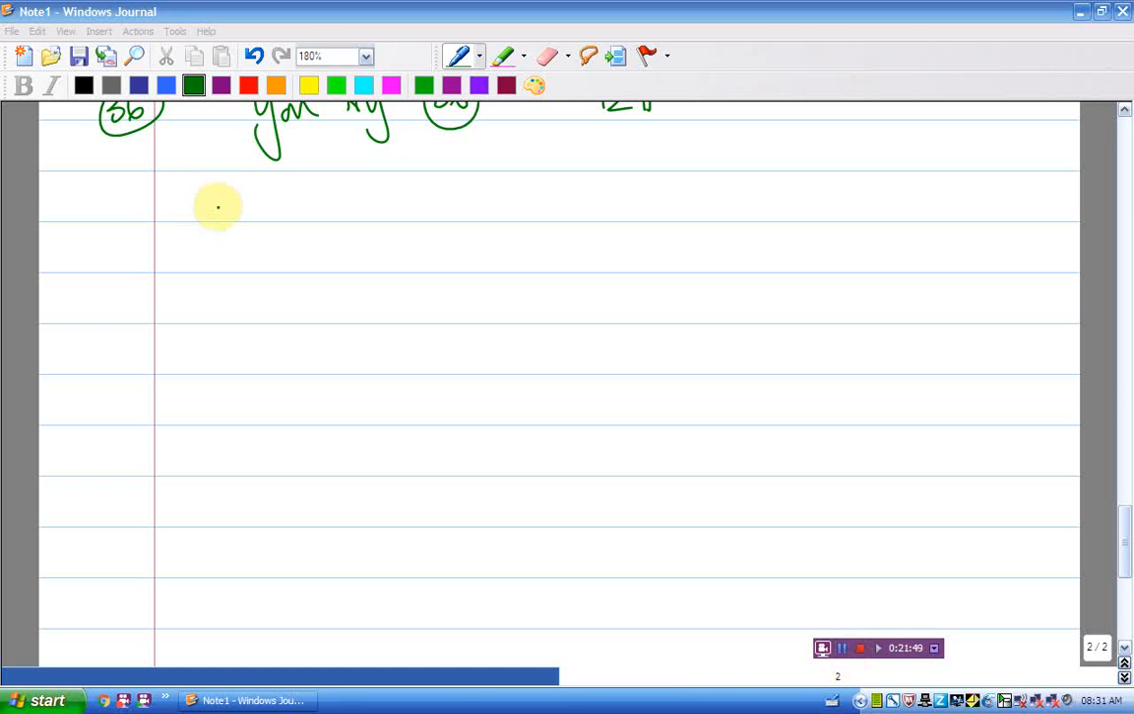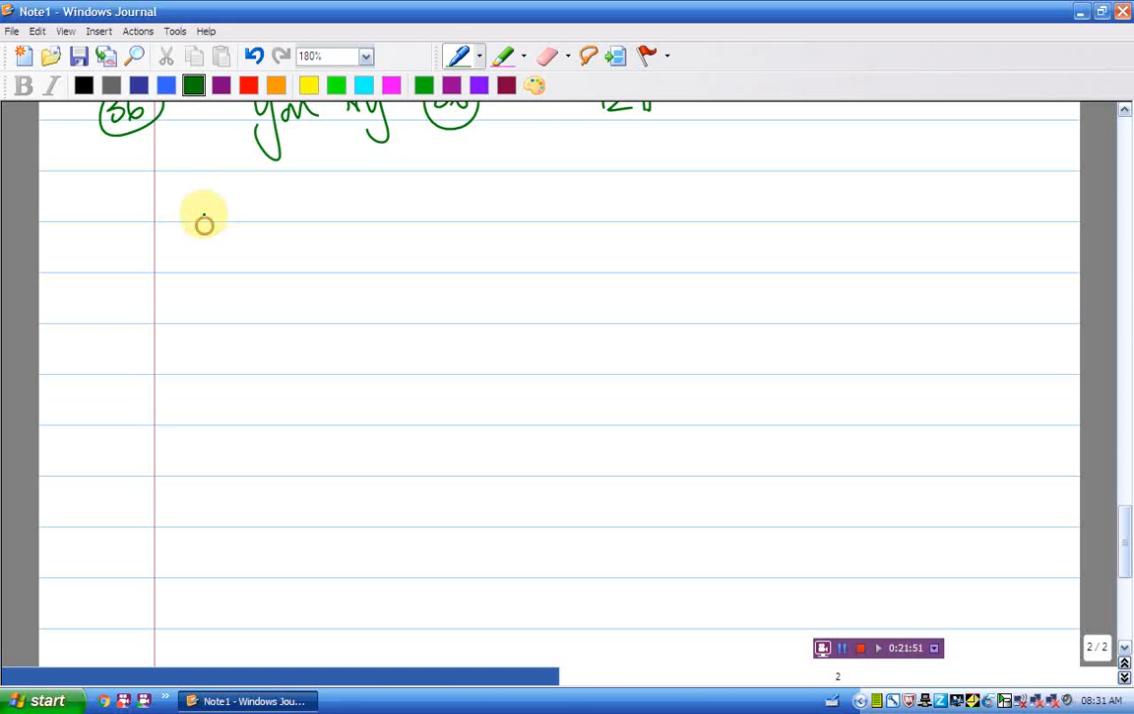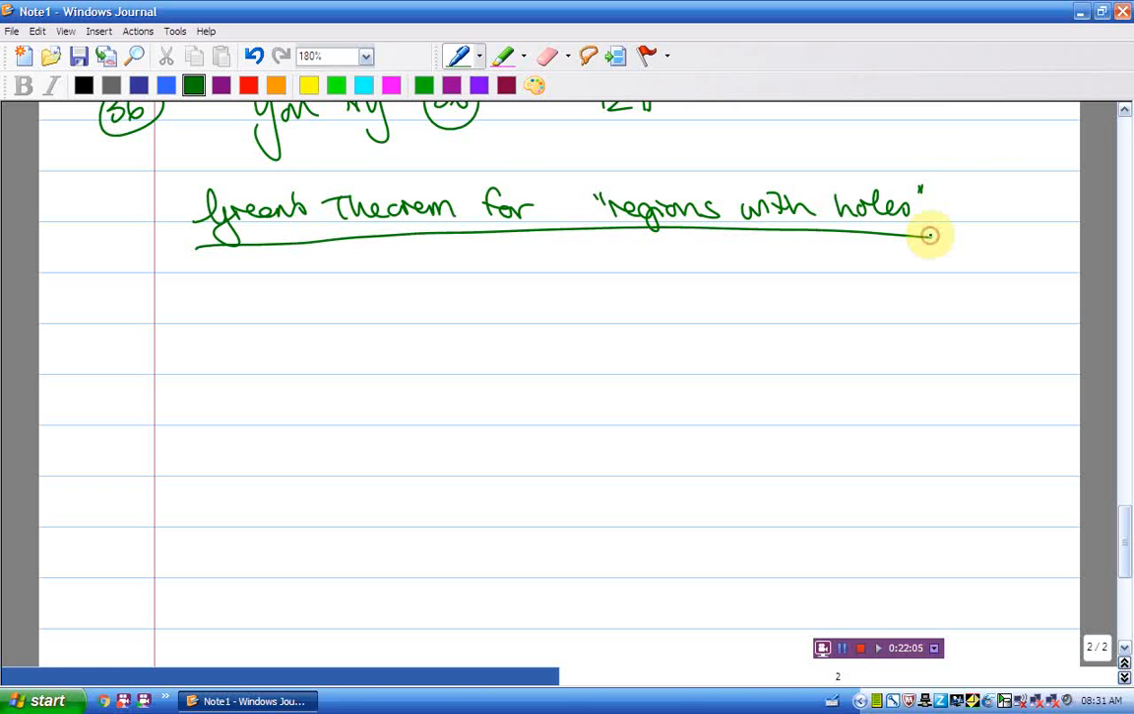So, Green's theorem for regions with holes, in other words, not simply connected. And even here, we're going to have 2 different kinds. We're going to have regions that come with holes in them, and regions where we actually make a hole.